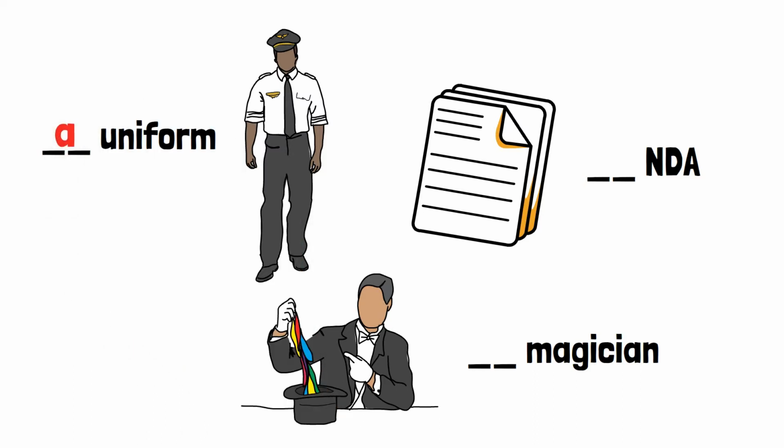A uniform, since uniform starts with a vowel and has a vowel sound, U. An NDA, since the consonant N starts with a vowel sound. A magician, since magician starts with a consonant and has a consonant sound.